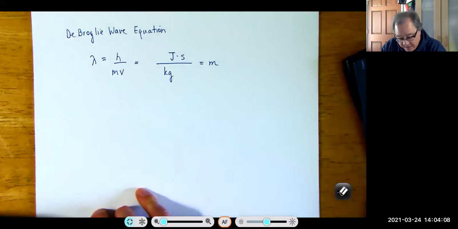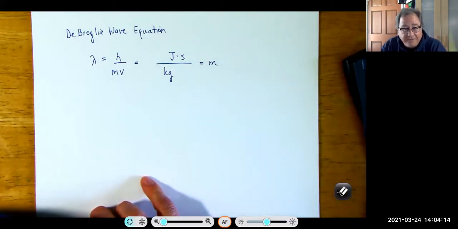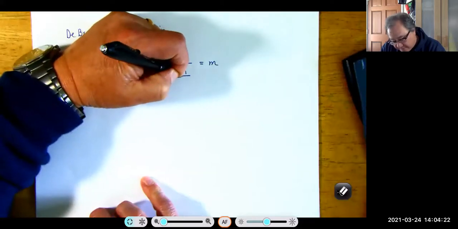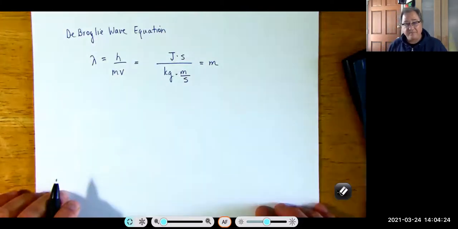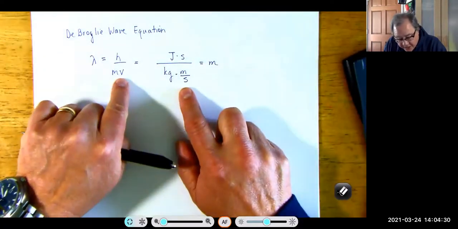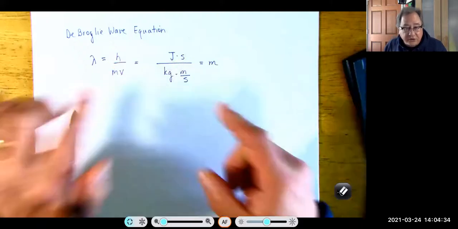Right. Now, for the velocity, we usually use miles per hour when we're driving our car, right? But in Canada, they don't. They use kilometers per hour. Here, we use meters per second. Okay, so these are the units for velocity. These are the units for mass. Let's figure out what the units are for a joule.